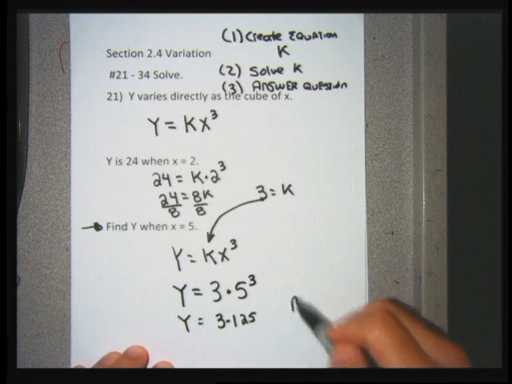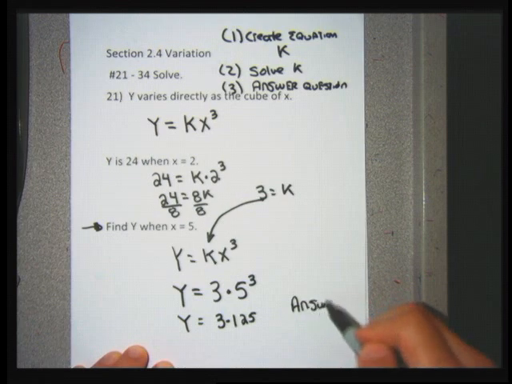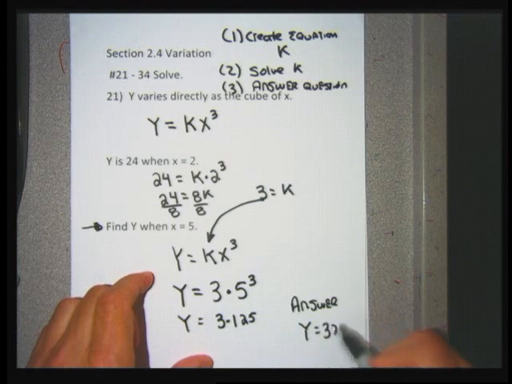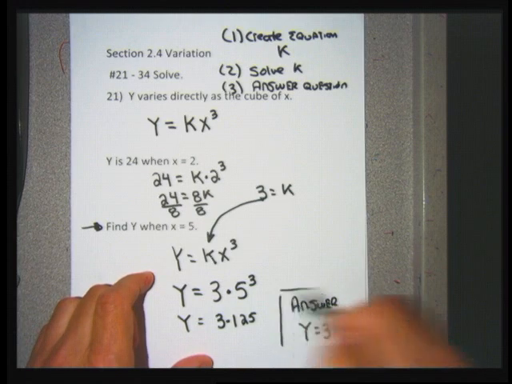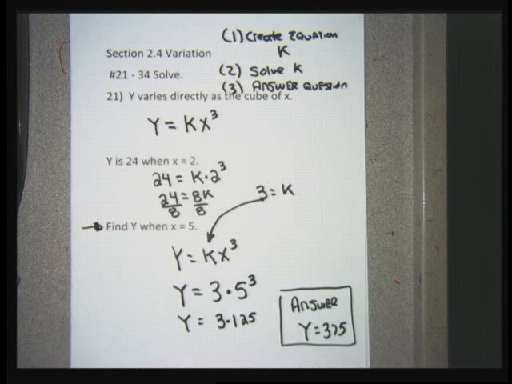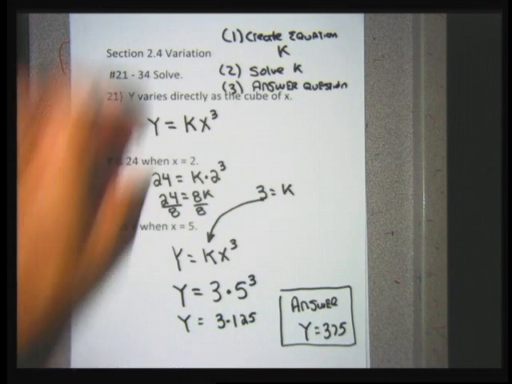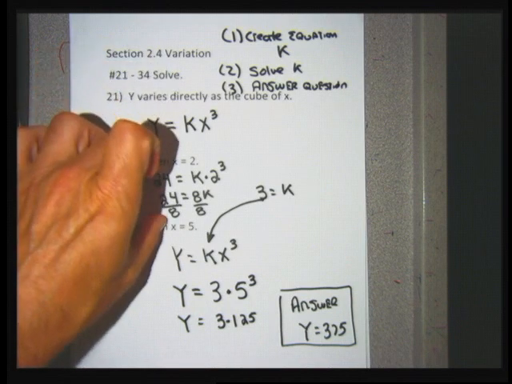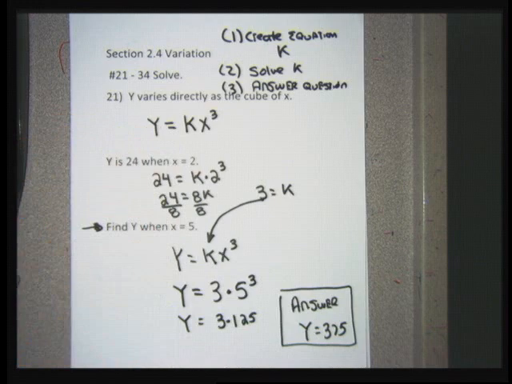The answer to this question is just a single number. Since I'm finding y, I'm going to write y equals. And what that equals, which I can do without a calculator, is 375. But you should use your calculator if you can't do that in your head. So every problem between 21 and 34 is exactly what I'm going to do. I'm going to take the initial problem and break it up into 3 segments. The first segment is going to allow me to get an equation for a k. The second segment is going to allow me to solve for k. The third segment is going to be the question that needs to be answered, and I'm going to plug the numbers into the equation and answer the question.